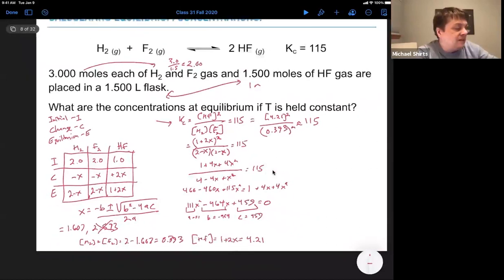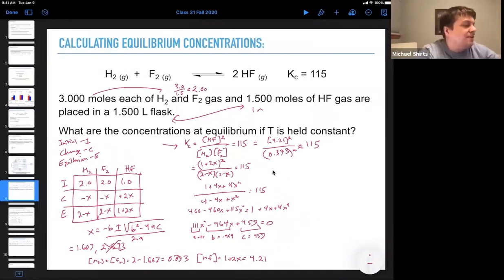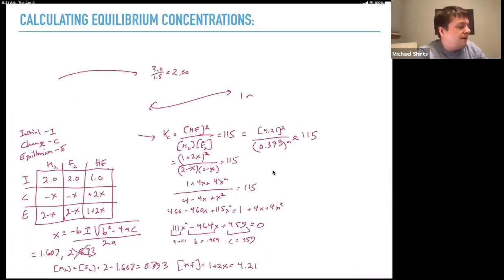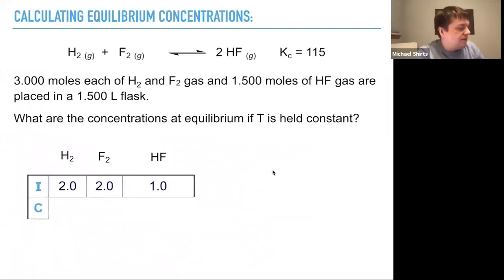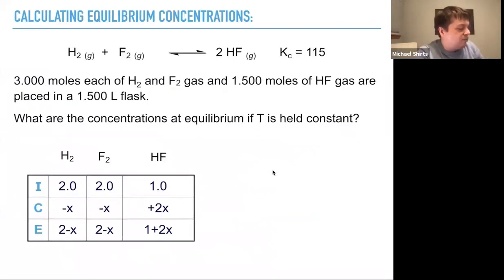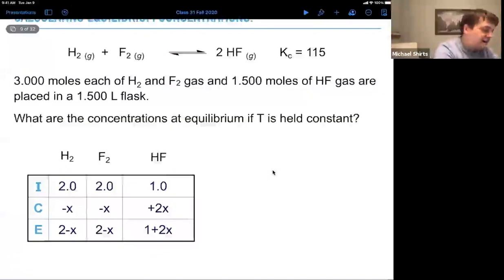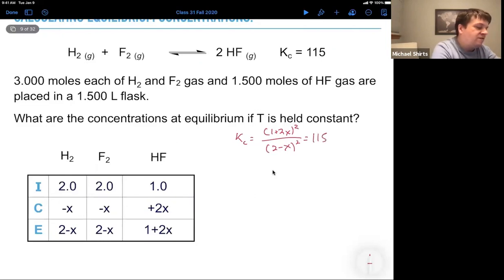Okay, let me show you a fast way to do this particular one. It's sort of cute that you can do some problems like this. So I've got the ice table pre-written out. I have Kc again, which is 1 plus 2x, squared, over, now notice it's 2 minus x times 2 minus x, which is just 2 minus x squared, and that equals 115.